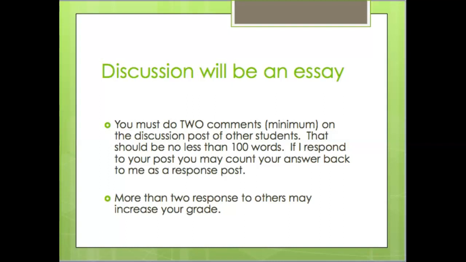other people's posts. If they don't post until 5 o'clock Thursday, you're going to need to wait till after Thursday evening to go in and find people's posts to comment on, and there's no way to avoid that. Now, if I respond back to your post and you answer me back, make it at least 100 words in the answer back, that counts as one of the responses.